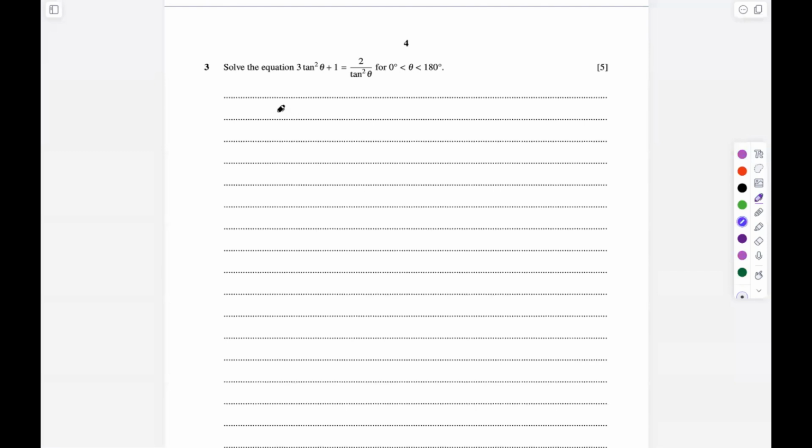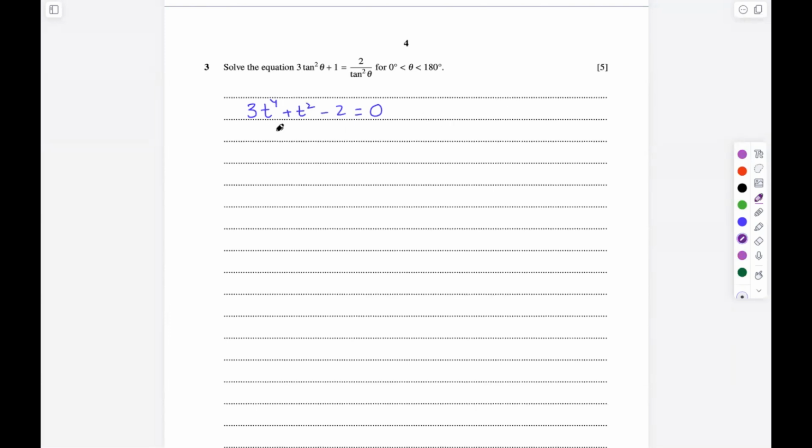In question 3, we have to solve the equation 3 tan squared theta plus 1 equals 2 upon tan squared theta, for theta greater than 0 and less than 180. In the first step, we can cross multiply and write it as 3 tan to the power 4 theta plus tan squared theta, and bringing the 2 to the left-hand side, we get minus 2 equals 0.